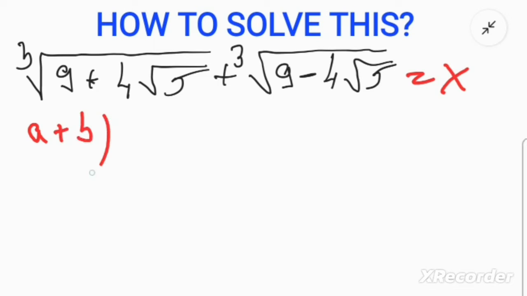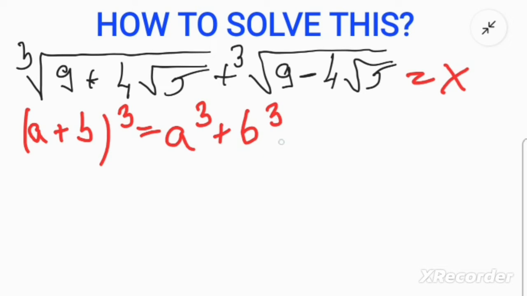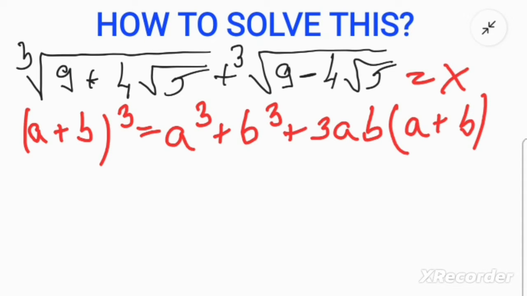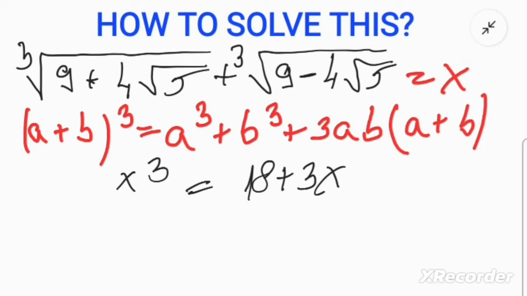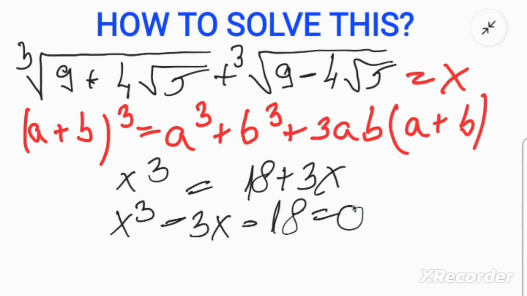(a plus b) to the power of 3 equals a to the power of 3 plus b to the power of 3 plus 3ab, round parenthesis, a plus b. Now, our number x becomes x to the power of 3 equals 18 plus 3x. We have x to the power of 3 minus 3x minus 18 equals 0.